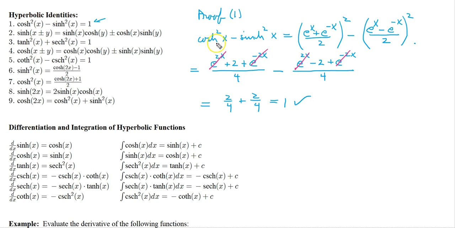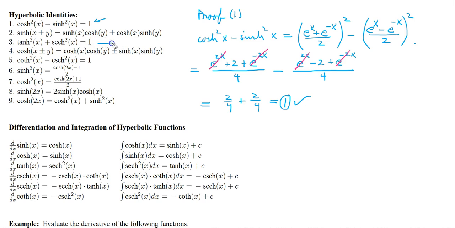So we started with cosh squared minus sinh squared, went back to the base definition, and through some algebra showed that we got back 1, which is exactly what we wanted. Now the rest of these identities you can prove in the same manner. You can go back to your base definition for your hyperbolic function and do some algebraic manipulation like we did here. Or sometimes you can also use previous identities that you've already proven.